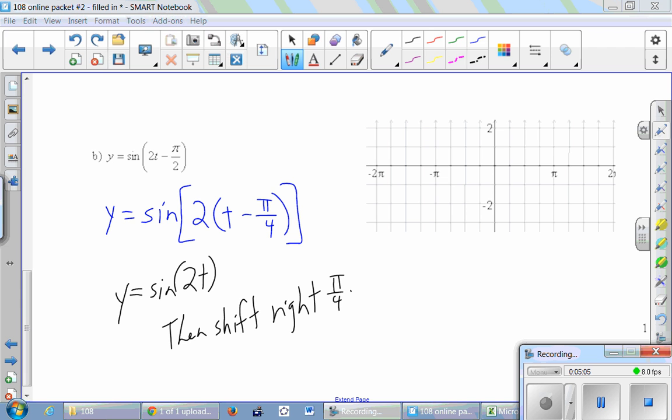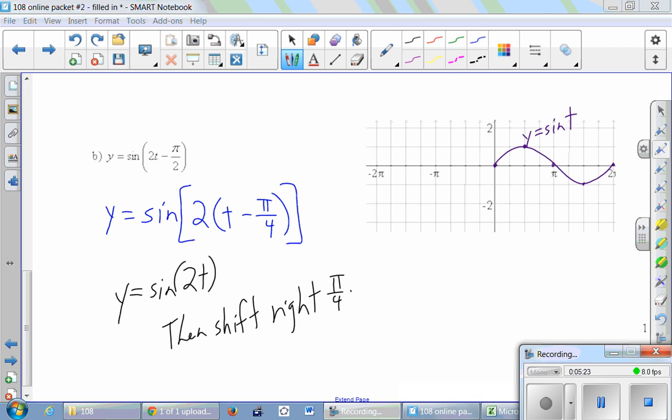Okay, so let's see if we can graph y equals sine of 2t. Again, we'll start by plotting our original 5 points for sine of t. It starts in the middle, going up, down, back to the middle, to the bottom, and then back up to the top. So here's our original sine graph.